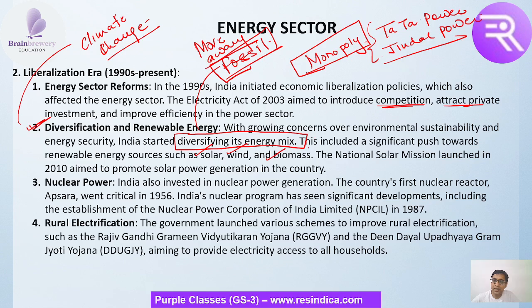Then the National Solar Mission was launched in 2010. The focus is solely on promoting solar power generation in our country, right? Then nuclear power also came into being, and we started generating nuclear power. The first nuclear power reactor became critical, which means it started generating power.